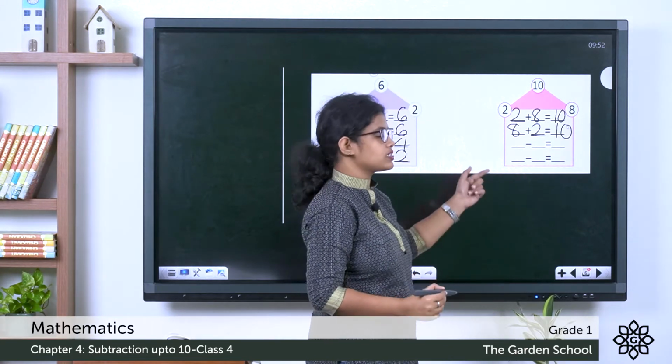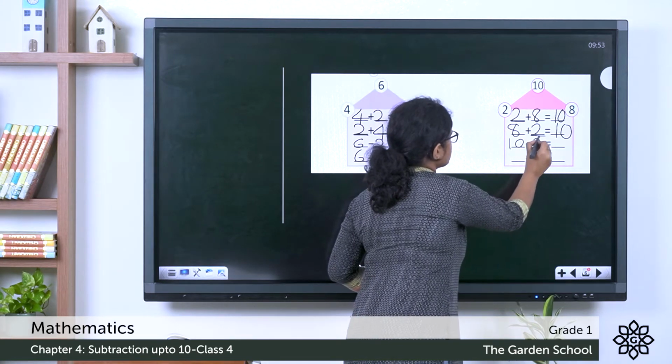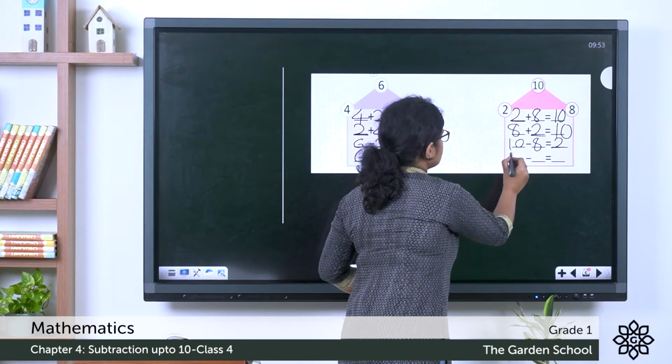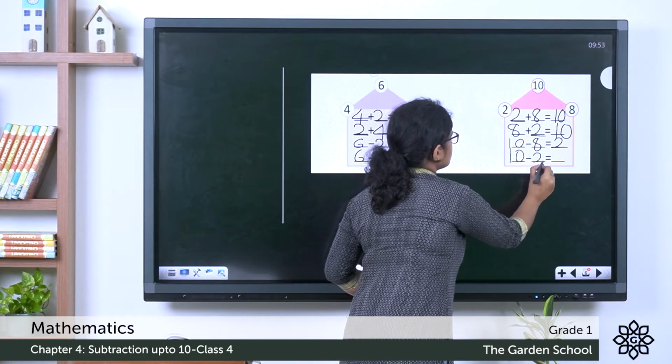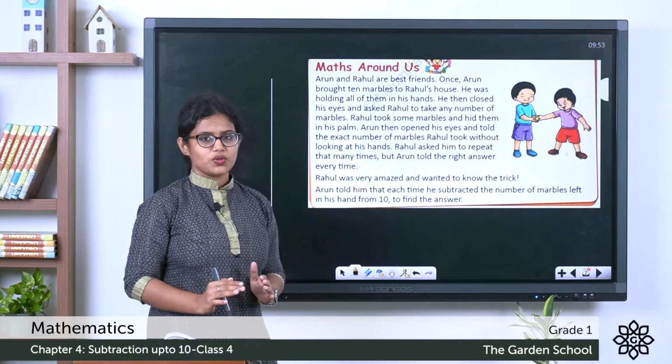Let's do the subtraction. That is 10 minus 8. What is 10 minus 8? That is 2. Then 10 minus 2. That is 8. Okay. Arun and Rahul are best friends.